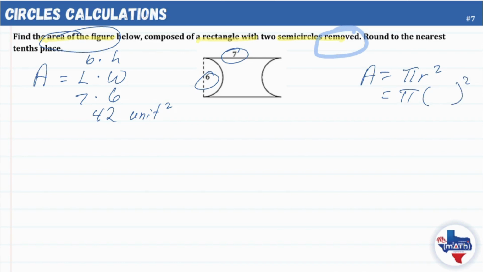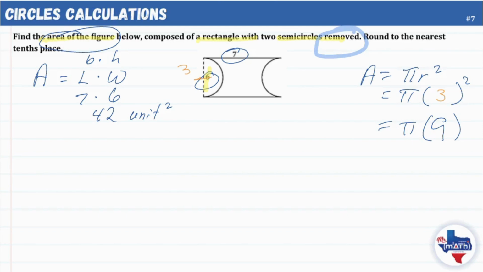We need to find the radius. Well, the problem is we don't have the radius. All we know is that we have the diameter, which is 6. But we can use that because we know that the radius is half of that, which would be 3. So plugging 3 in for radius, that gives us 3 quantity squared, which is 9 times pi.